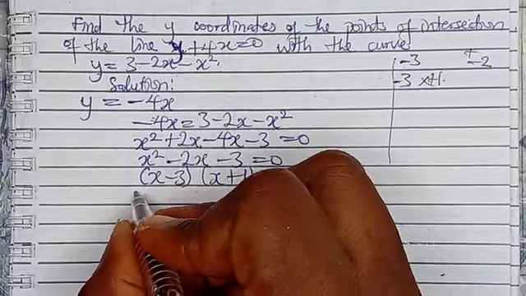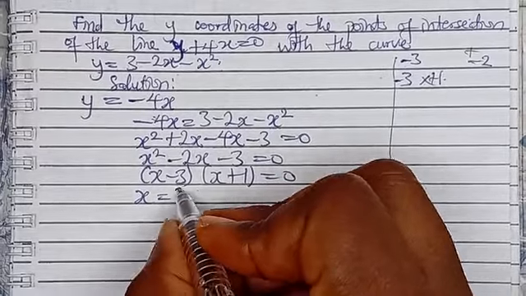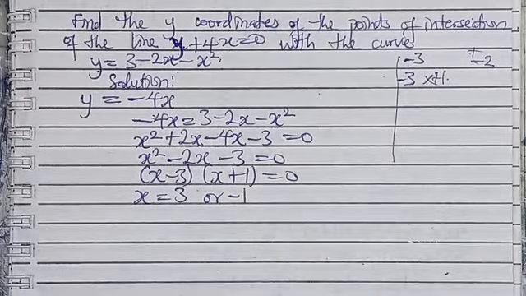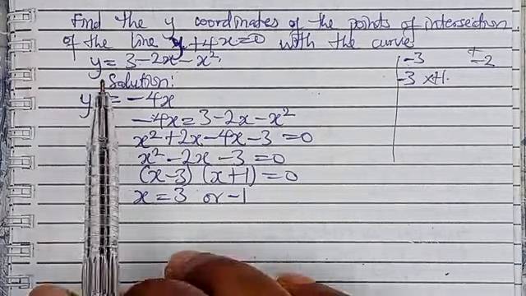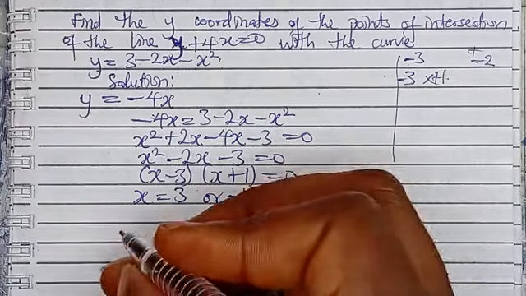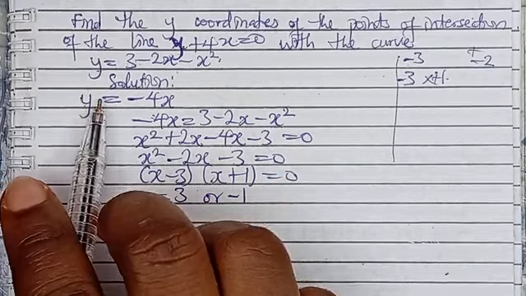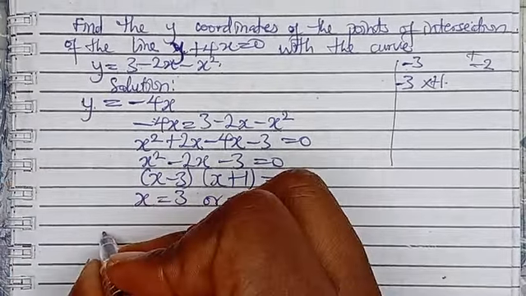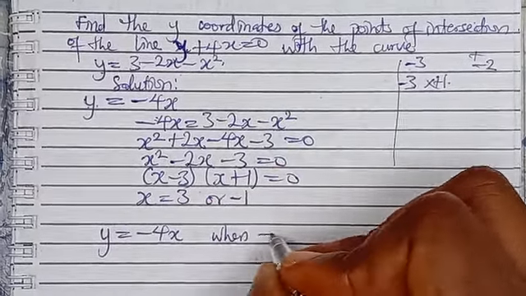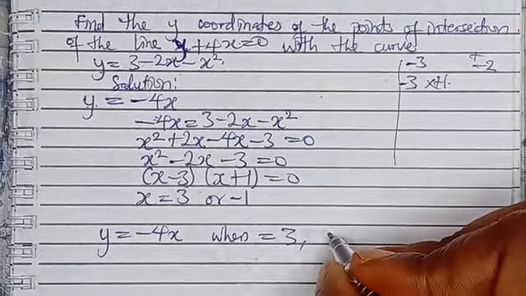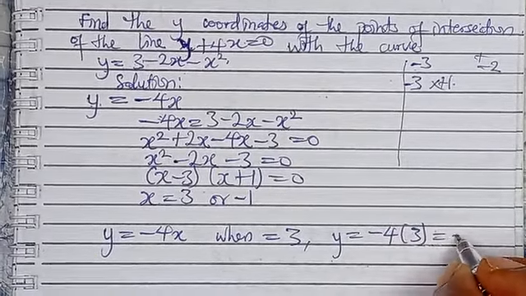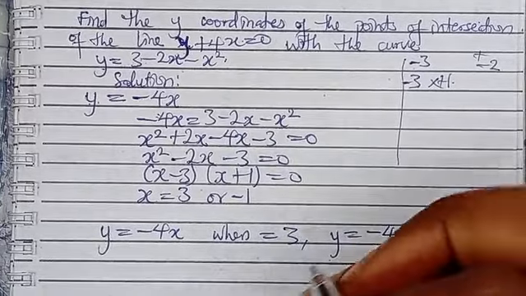Now the solutions for x: x is equal to the opposite sign of this, which is 3, or x is equal to this with its opposite sign, which is minus 1. Now we found the values of x. Remember, the question is asking us for the y coordinates of the points, so we are just looking for y. We come to the equation we said we made y the subject of. We have that y is equal to minus 4x. So when x is equal to this first value, 3, we have that y will be minus 4 times 3, which is minus 12. So this is the value of y.